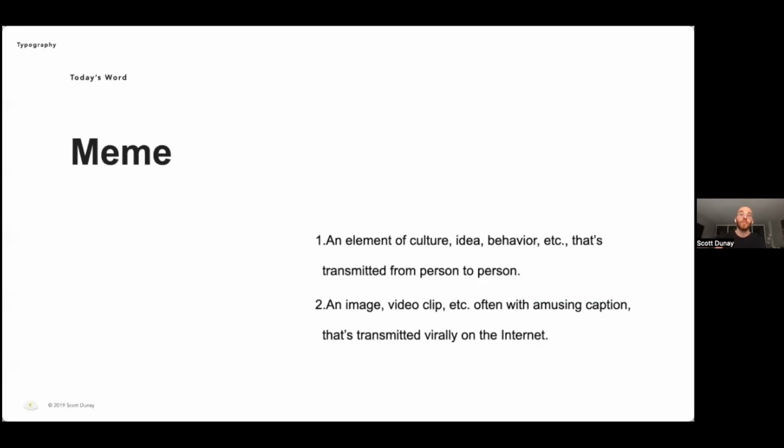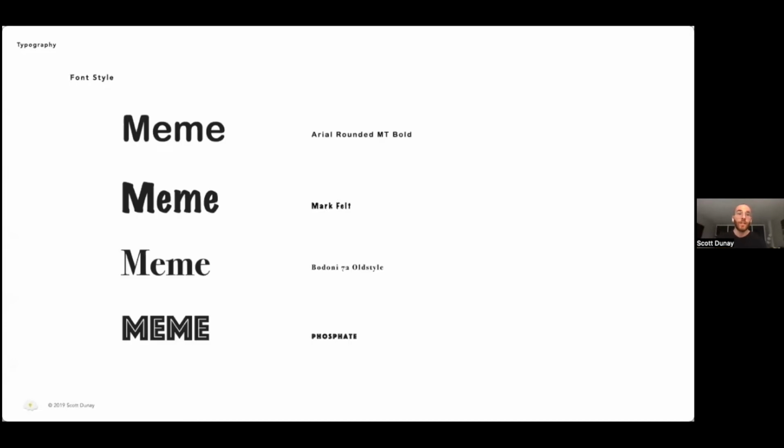So a meme, an element of culture, idea, or behavior that's transmitted from one person to another, and also more commonly, an image, video clip, etc., often with an amusing caption that's transmitted virally on the internet. So that's just the definition. However, let's look at the different font styles and the difference they make: the curvature of the letters, like the radius, and ensuring that a skinny 1 aligns with an obese 8 is so important.